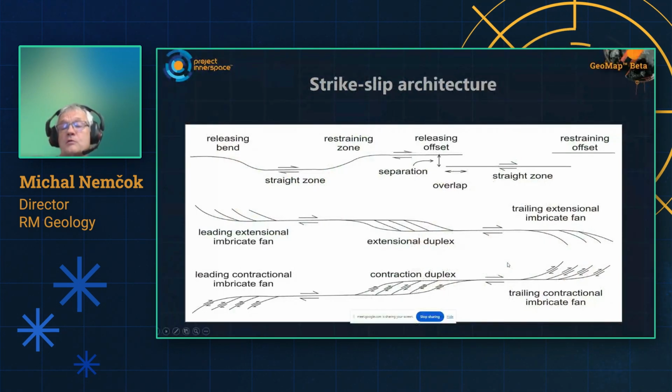Now we can look at strike-slip architecture. When we think about large strike-slip fault zones, they are formed by linkage of smaller ones. They would have all sorts of structures when they link, like releasing offsets, which would definitely behave as a separate block when we think about fluid distribution. Or they would have extensional duplexes, contractional duplexes, different types of fans, where we would like to really map individual structures as fault blocks.